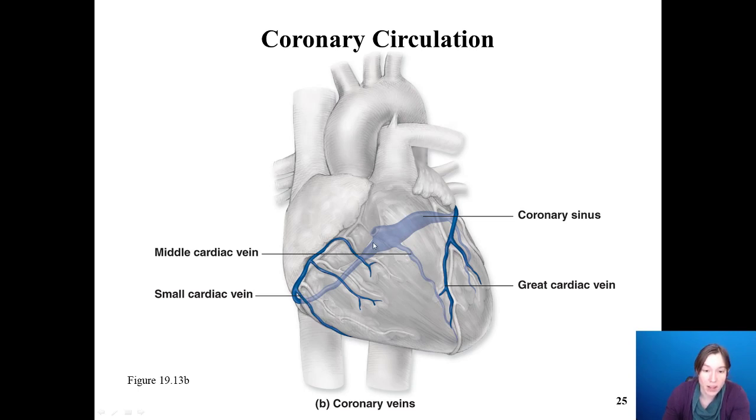And if we look in the back, you've got that really big coronary sinus. And as I said, if you watch the little model video, it's going to go over the veins and arteries that you guys need to know on the models.